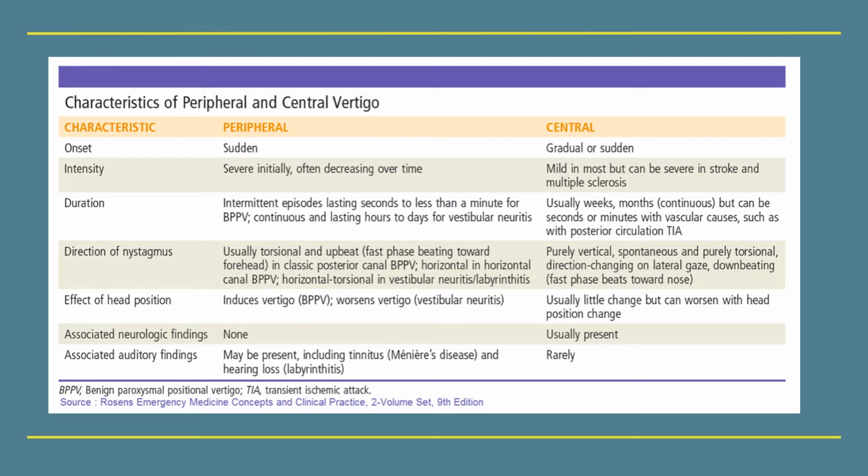And the nystagmus would differ. In peripheral, you have torsional, upbeat, sometimes horizontal. In central, I find it's vertical and spontaneous, and it does change direction, especially on lateral gaze, depending on the coordination in the pontine lesions. The effect of head positions will be there for BPPV, not so much in central. You would have neurological issues with the central components. Rarely would you have any auditory problems, but you can get sensorineural deficits with central problems. And usually with Meniere's disease, you can have tinnitus, which over years leads to auditory problems.